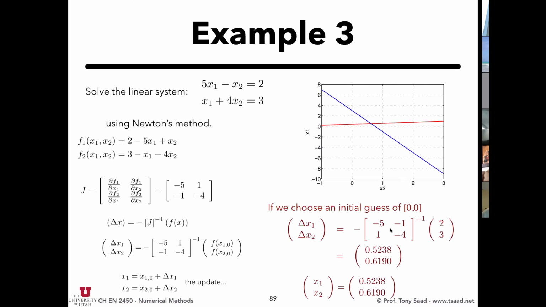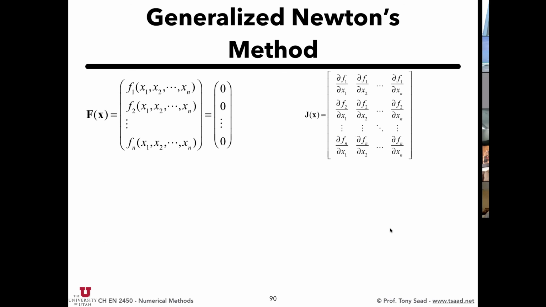The point is, Newton's method with an initial guess 0, 0, when you apply it to a linear system of equations, you'll just get A inverse B. You just get the solution. And that's pretty cool, I think. Next, we can generalize Newton's method.